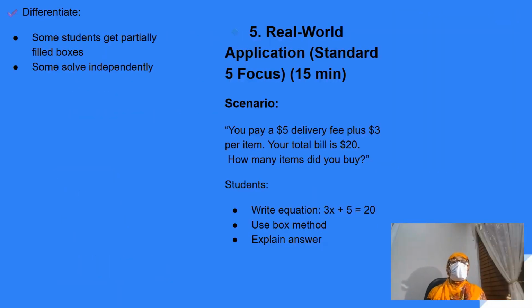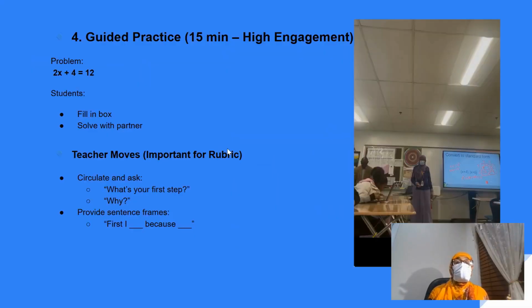And then real world application, standard 5 focus. This would be a 15 minute scenario. You pay a $5 delivery fee plus $3 per item. Your total bill is $20. How many items did you buy? Students write the equation, 3x plus 5 equals 20, use the box method, and explain the scenario.